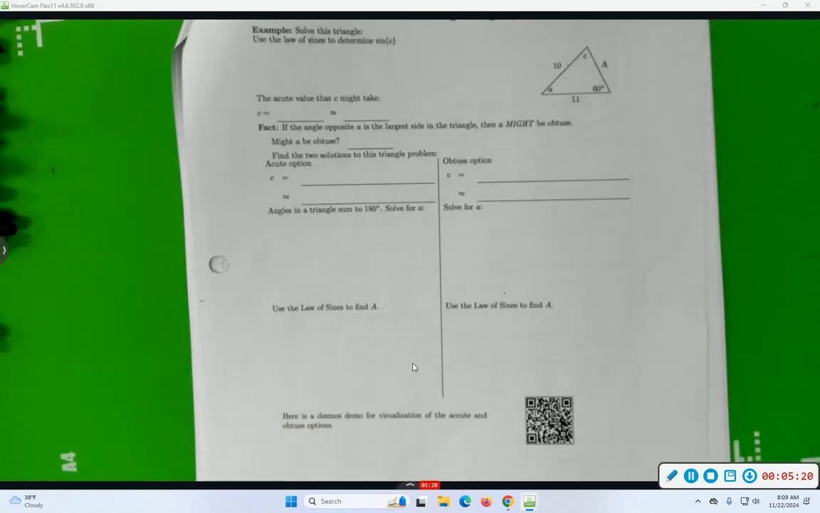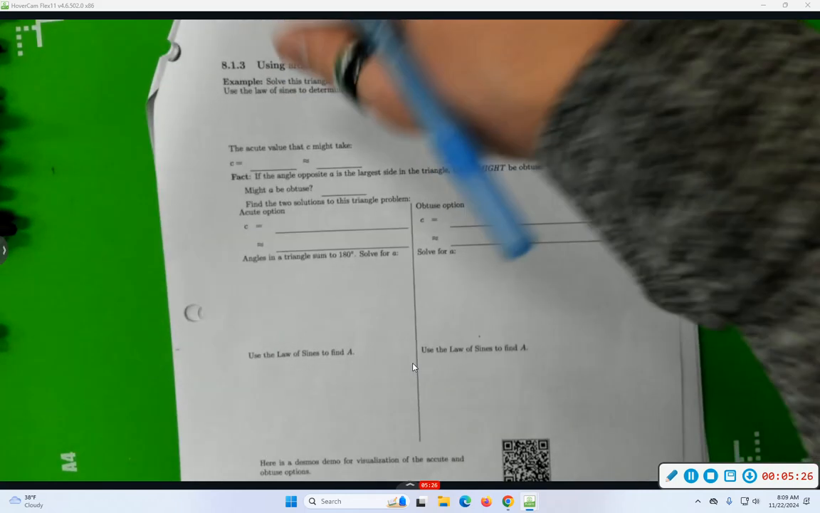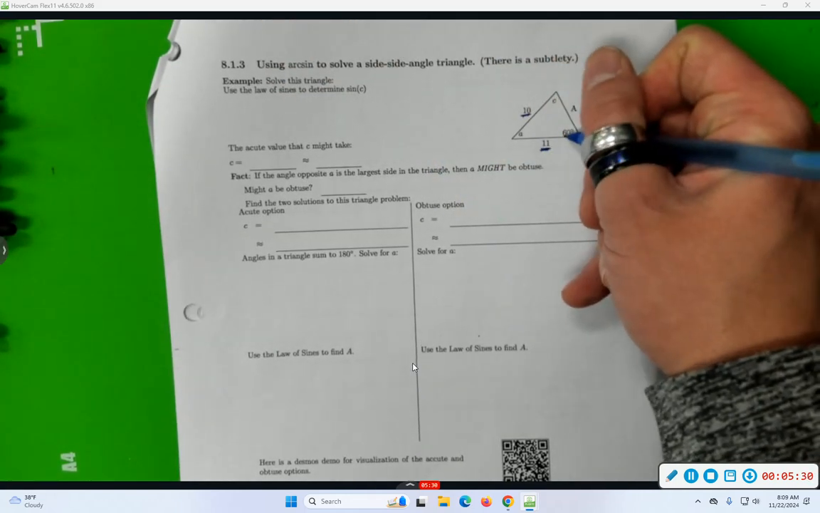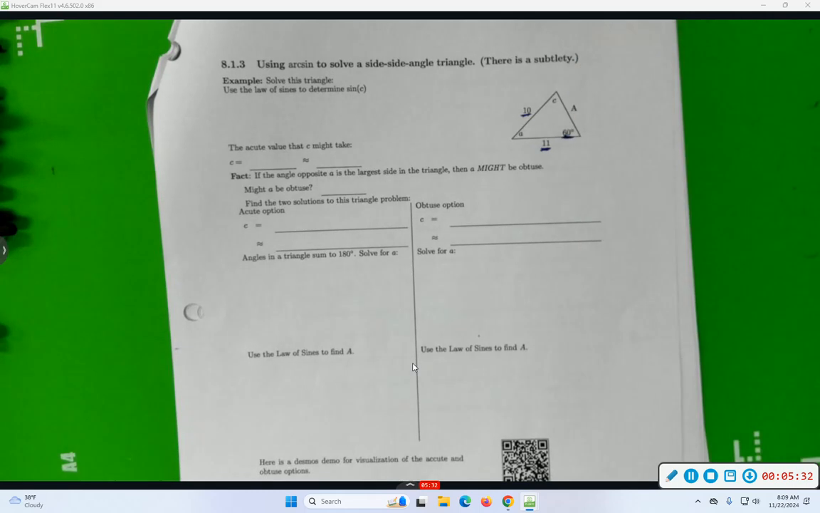Let's go the other way. So let's suppose instead that you know 2 sides of a triangle, and you know an angle, but not the angle at which they meet. Let's try to solve this triangle problem.